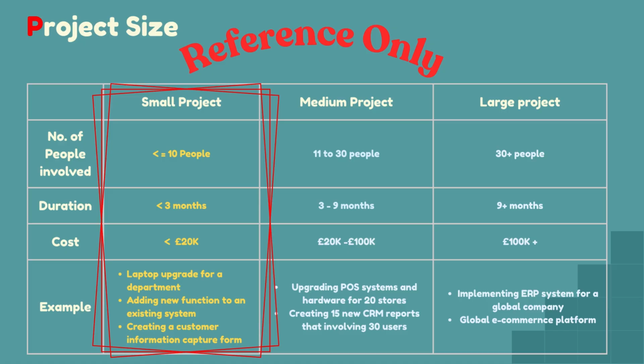But in order to give our audience a basic idea of what a small project means, we drafted this table for your reference. If a project involves less than 10 people, the duration is less than 3 months, and the cost is less than £20,000, we can call it a small project. Examples include a laptop upgrade for a department, adding a new function to an existing system, or creating a customer information capture form.